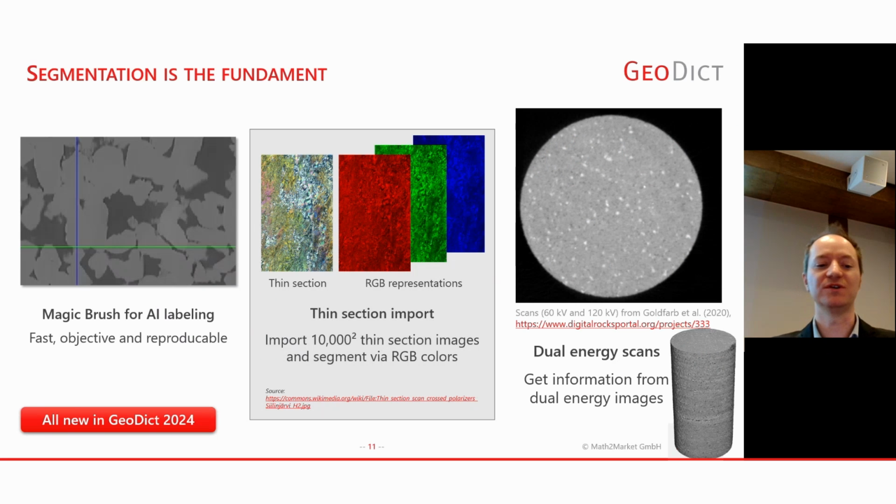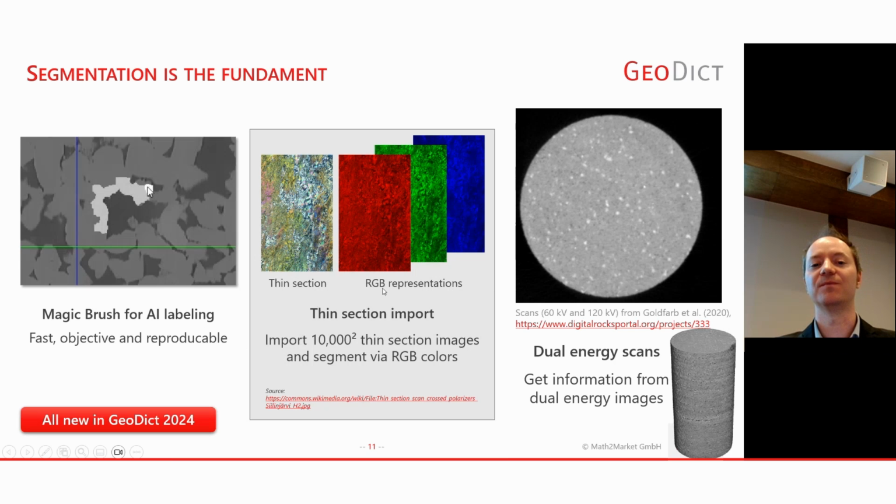And we also have something new in this respect. It was shown earlier this morning, this magic brush for AI labeling, which helps you to determine the edges in a nice, fast, objective, and reproducible manner. So it probably expedites your labeling process by doing the edges really nicely.